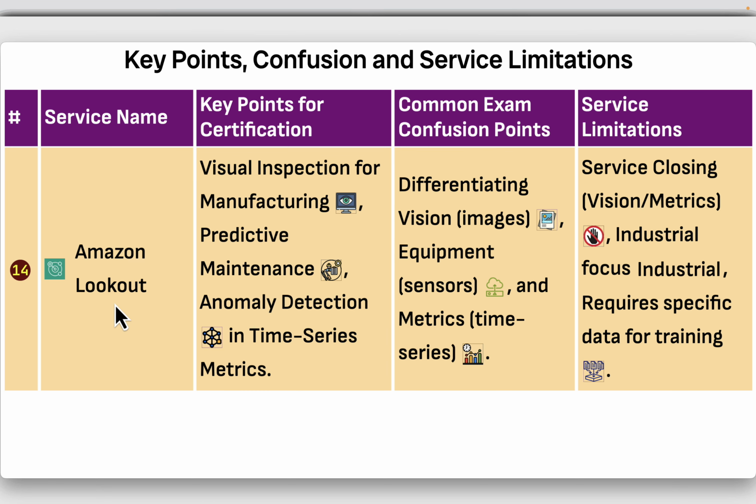Next, Amazon Lookout. Key points for certification are visual inspection for manufacturing, predictive maintenance, and anomaly detection in time series metrics. Common exam confusion points are differentiating vision, which is through images, from equipment, sensors, and metrics time series. Service limitations: currently vision and metrics, industrial focus, and it requires specific data for training.